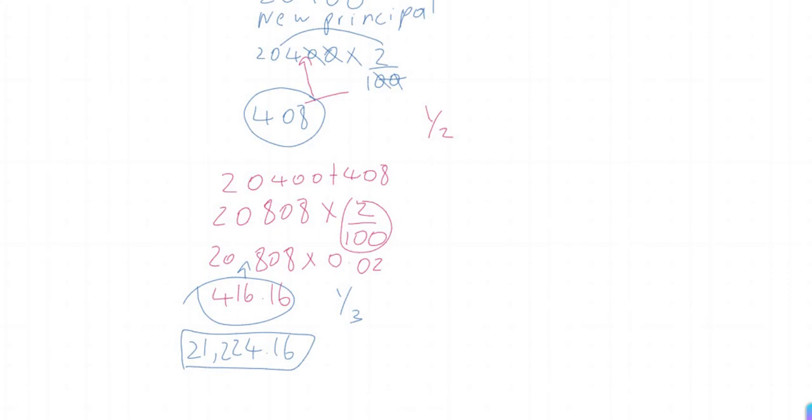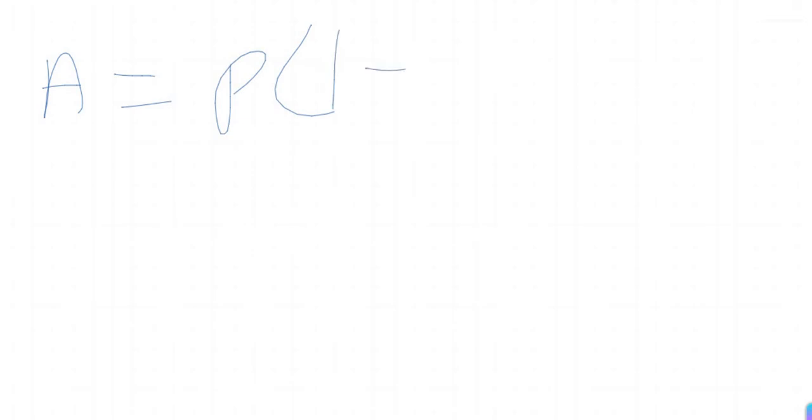We add that to the new principal, and we got 20,808. We find 2% of 20,808, and it gives us 416.16. And that's the final calculation for the 3 years. And we just add that last interest to the last new principal. So we will be looking at the formula to see if the formula gives us the same thing.